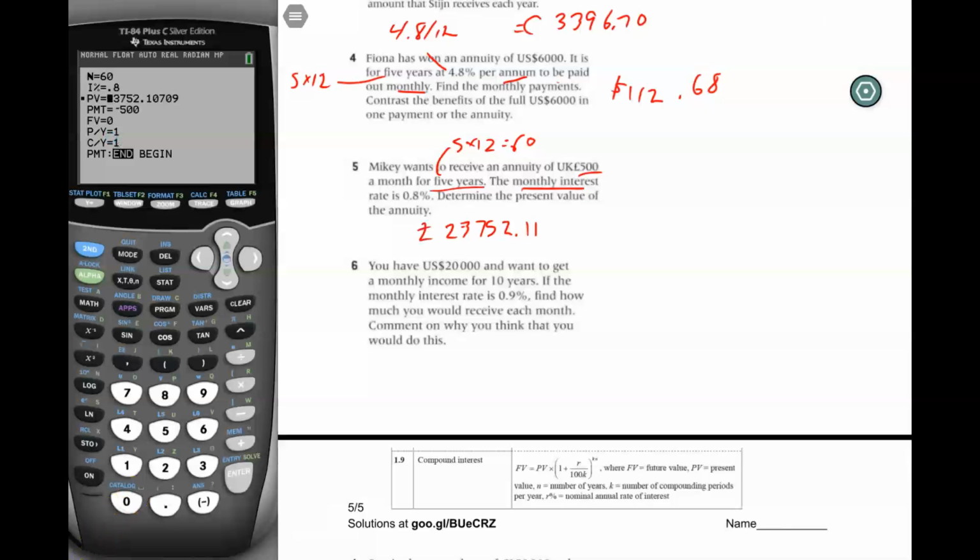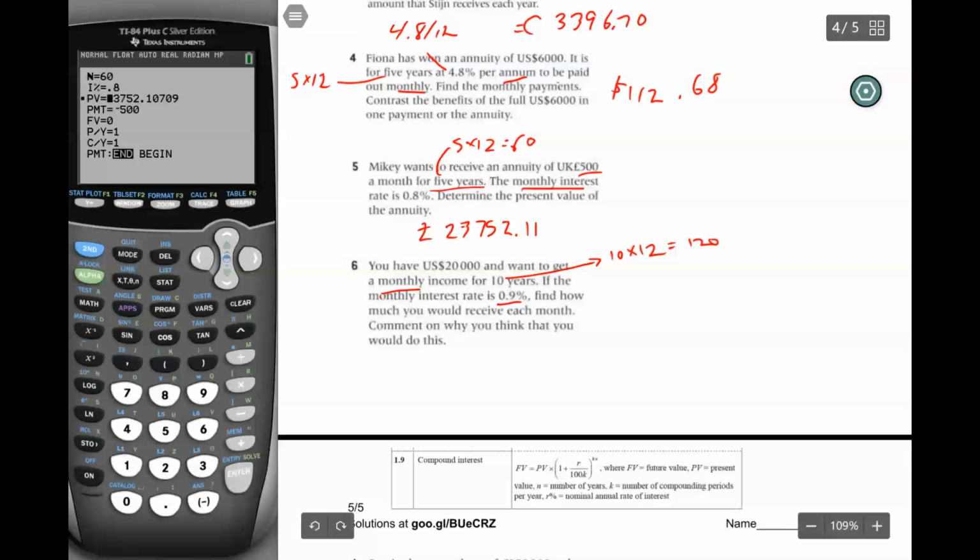Okay. Last problem on the page. You have $20,000 US and want to get a monthly income for 10 years. If the monthly interest rate is 0.9%, find how much you would receive each month. Comment on why you think that you would do this. Okay, so is this a monthly problem or a yearly problem? Well, it's a monthly income, so it is a monthly problem, which means that the 10 years you need to multiply times 12 to get the end value. The end value is going to be 120 instead of just 10.